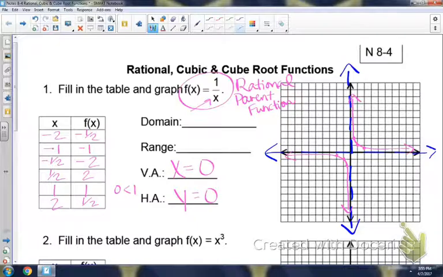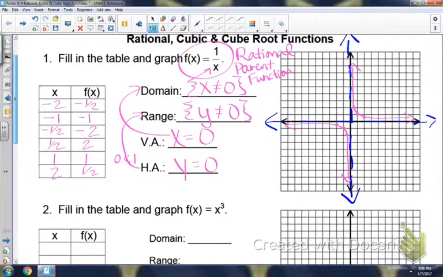Domain for this, if you look at the x-axis, it's all real numbers except where your vertical asymptote is at, which is x equals 0. So your domain is all real except that vertical asymptote. So that would be x cannot equal 0, because we can't list everything out except 0. So you're just going to put x cannot equal 0. Your range, if you look at your y-axis, is all real numbers except your horizontal asymptote. So y cannot equal 0.